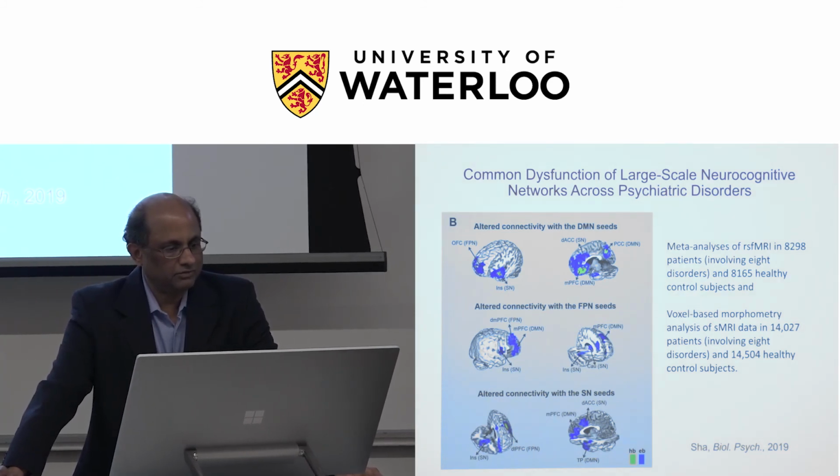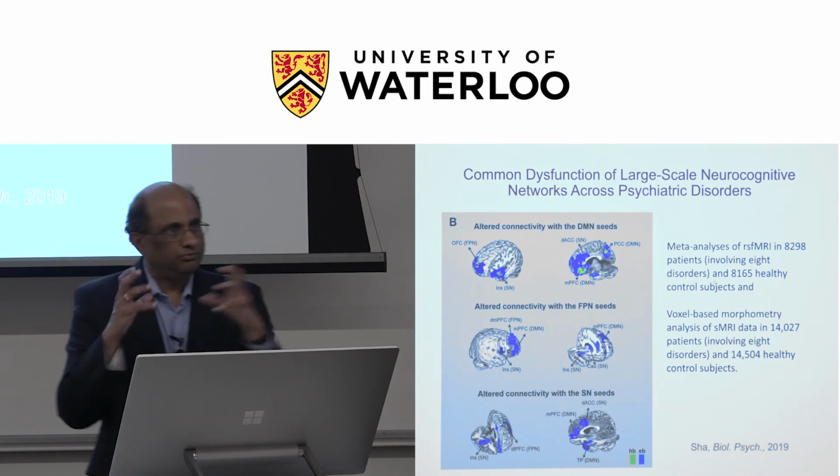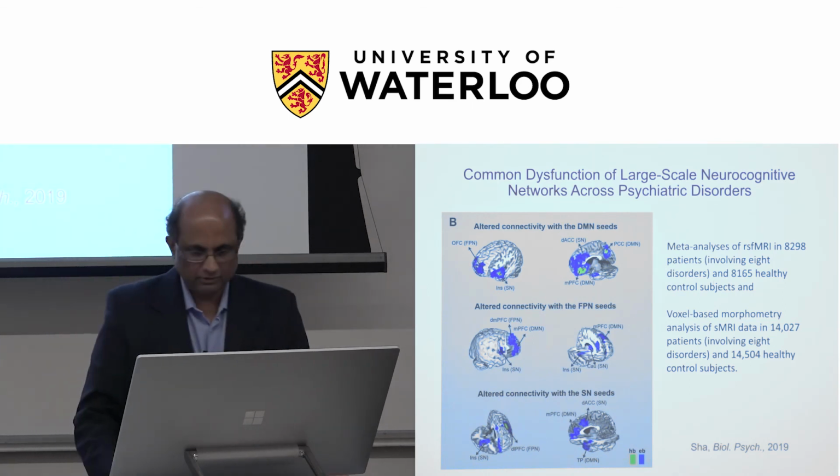If you look at the altered connectivity of each of these networks, for the DMN, it's the connectivity with the salience network and the insula that's impaired. For the frontal-parietal network, again, it's the insula and other frontal-parietal regions that are impaired. For the salience network, it's another node in the salience network and the dorsolateral prefrontal cortex. In fact, this is 8,000 patients. And so I think it really brought all these pieces together in an interesting way.